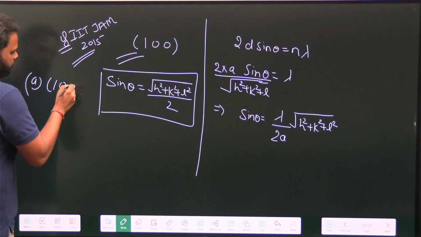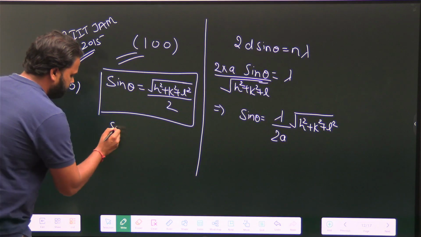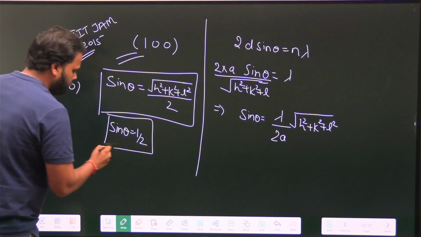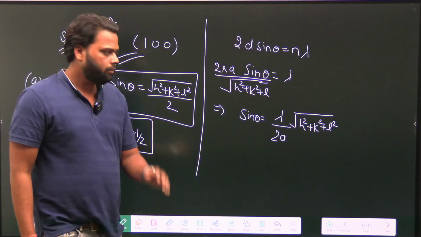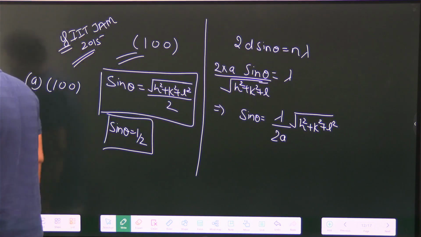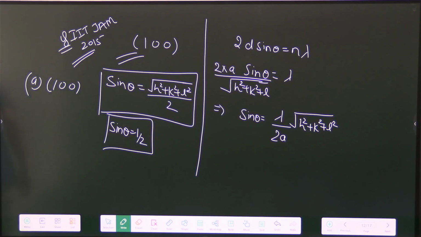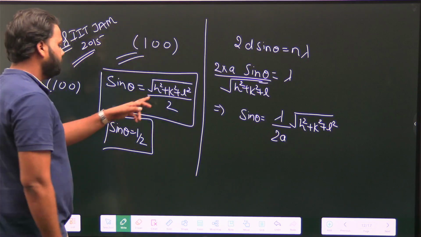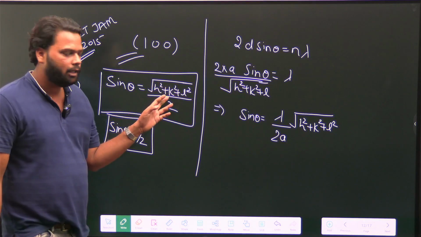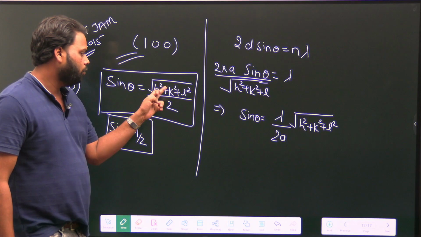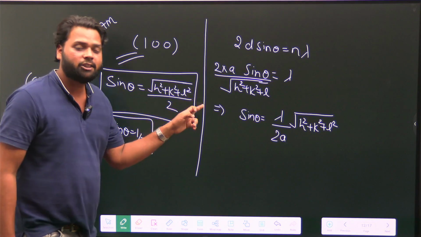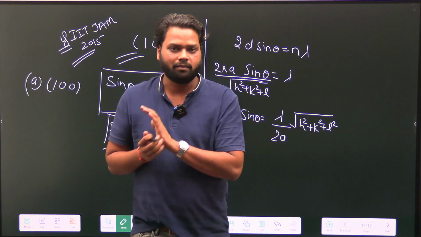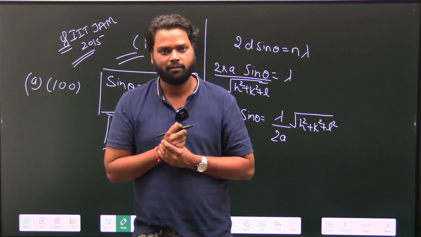If we put 100, then sin theta will be equal to how much? 1 by 2. Okay, 1 by 2. Now, what is the second option? 112. Put the 112 here. 112 put करो, देखो अभी आपको कुछ नया चीज दिखेगा. Root 6 by 2 exceeds 1. एक से ज्यादा हो गया.